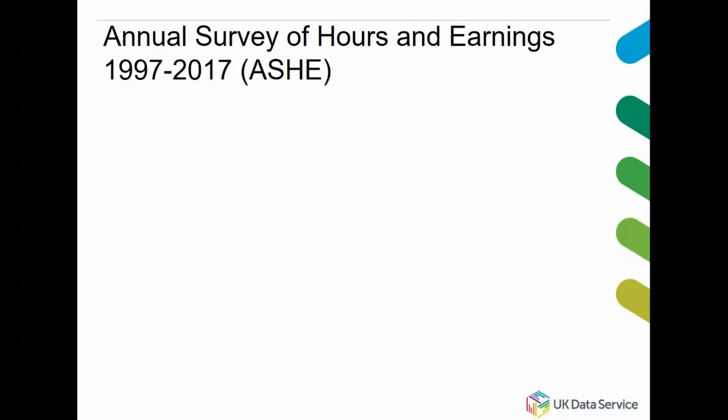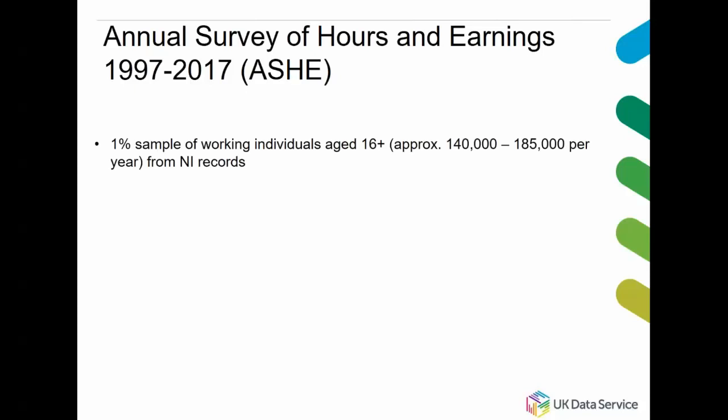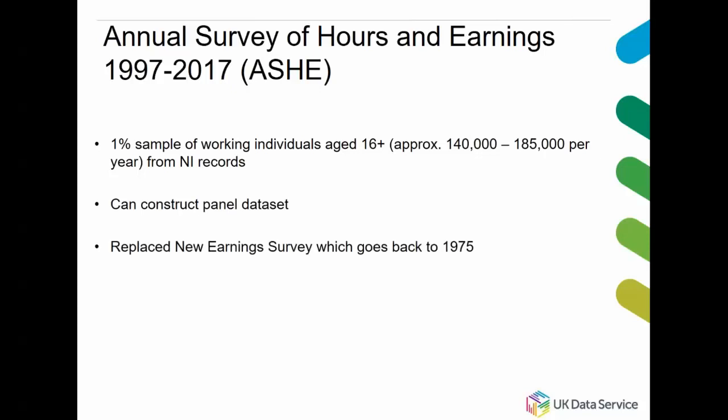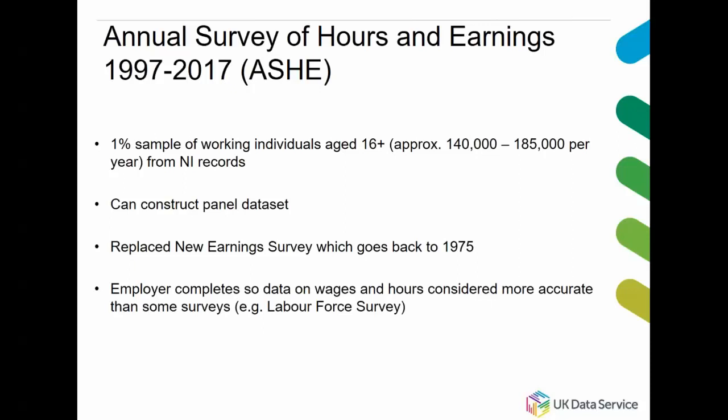Okay, so we tend to refer to it as the ASHE. It's a 1% sample of working individuals aged 16 plus. That's approximately 140 to 185,000 per year. This is information from national insurance records. You can construct a panel data set, and it replaced the New Earnings Survey, which goes back to 1975.